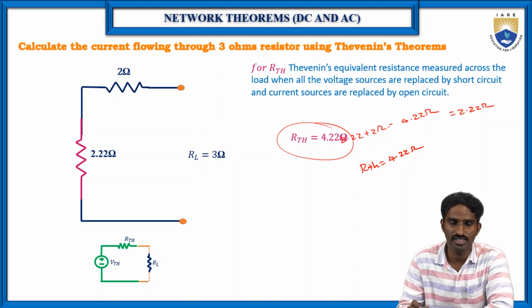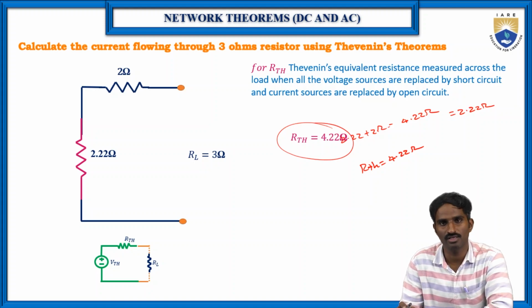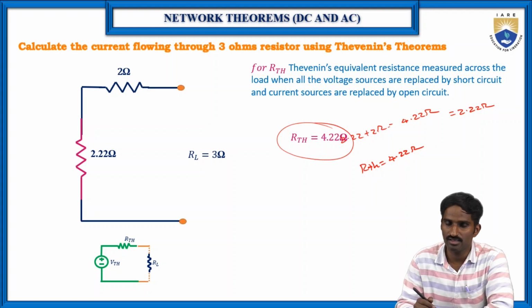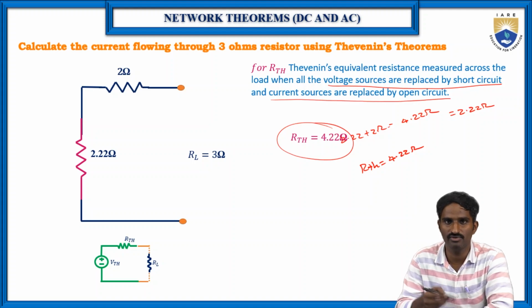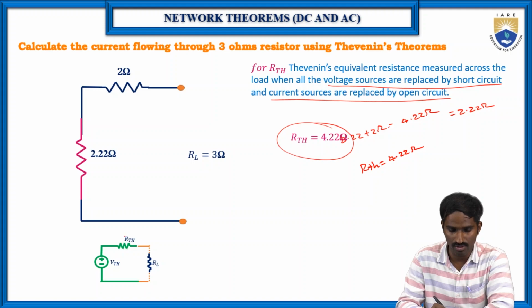How to find the R Thevenin? First, we should know where we need to find it, which is across the load terminals. Here, load terminals means the load resistance, where we need to find the current. We can consider that as the load resistance. Then, across the load resistance, we need to replace the voltage sources with a short circuit and the current sources with an open circuit. But in our given network, we have only a voltage source, so the voltage source is replaced by a short circuit. Now we got R Thevenin.